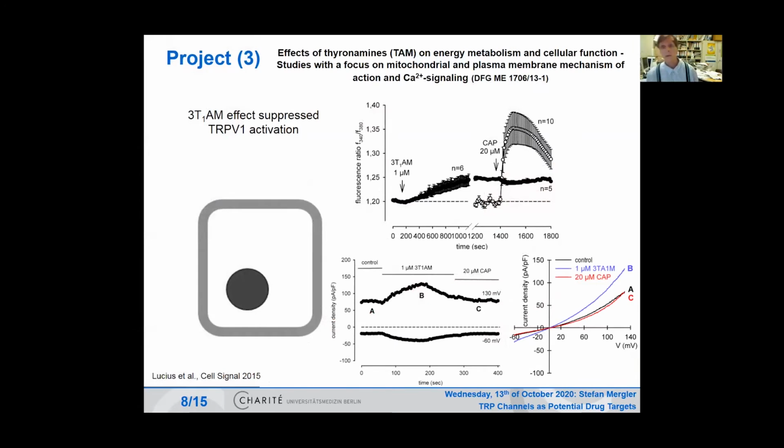Another project is also focusing on the cornea surface, and I also have a collaboration with some endocrinologists. And Professor Köhrle called me and asked me, can you please check the effect of thyronamine on your cells? Because we have some experiments with animals showing that there's a hypothermia. That means it has something to do with the temperature.